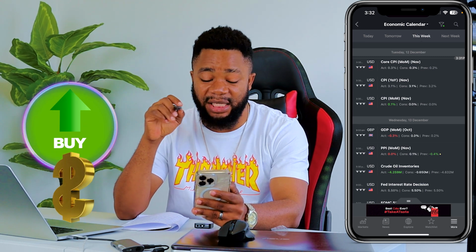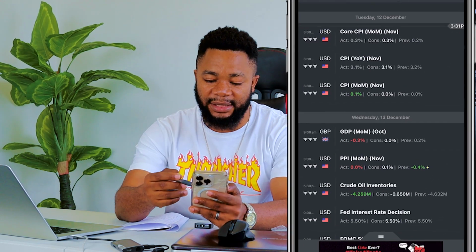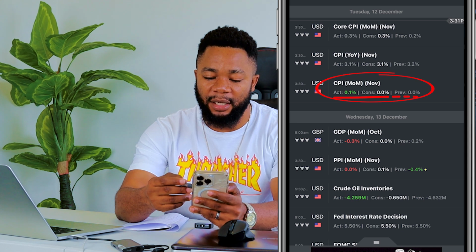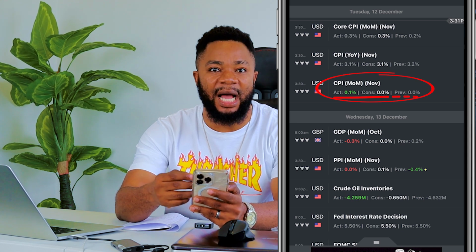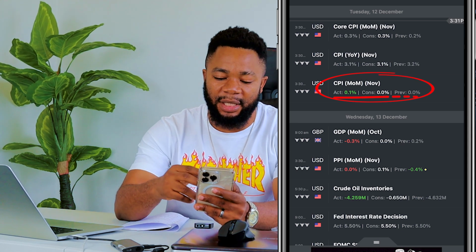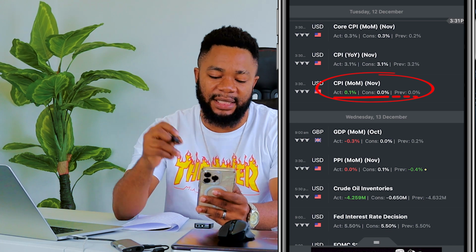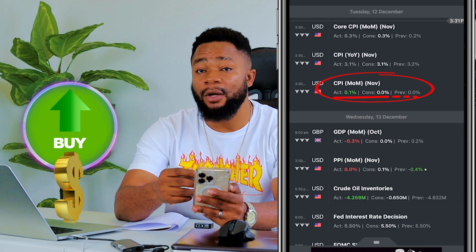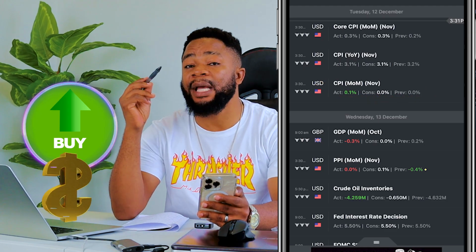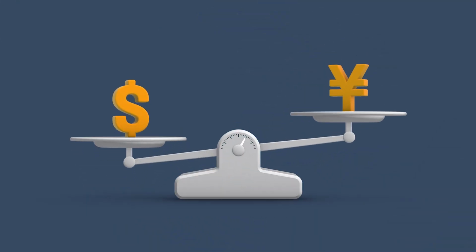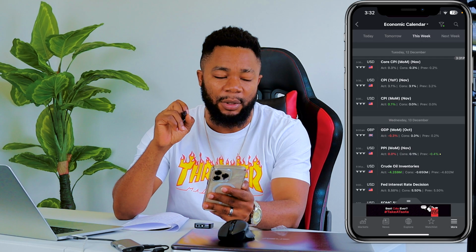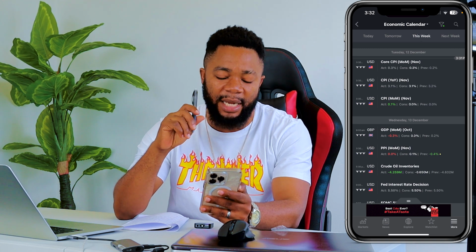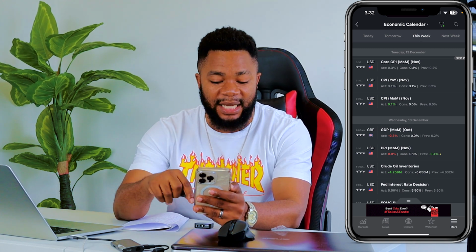That's why you see the data is going to be green, like here. All right, you can see the previous was 0%, the forecast was 0%, and then the actual was 0.1%, meaning it was more than what was forecasted. So that's why you see the data in green, meaning the United States dollar was positive. Any currency pair that has the United States dollar as the base currency, you expect it to go up. We'll come into that in a little bit. All right, so that's how you read the data here.